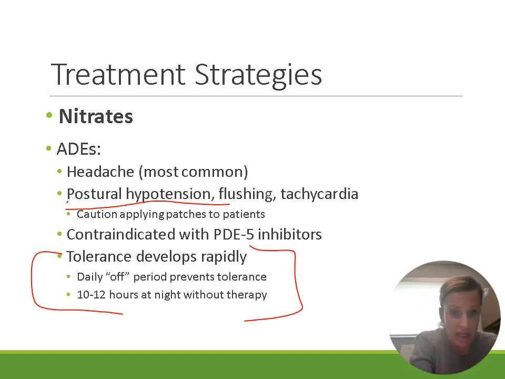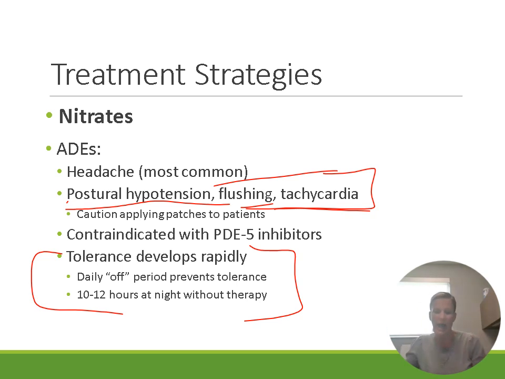Flushing. Flushing is because of vasodilation, right? Vasodilation brings blood up to the surface, and that can cause a flushing response. Tachycardia, this is a reflex tachycardia. When blood pressure goes down, the heart can respond by increasing heart rate to try and compensate. These though, typically just occur at high doses. You don't usually see these with sublingual nitro. If a patient's taking a lower end dose, you don't usually see any of these. These are more with high doses.